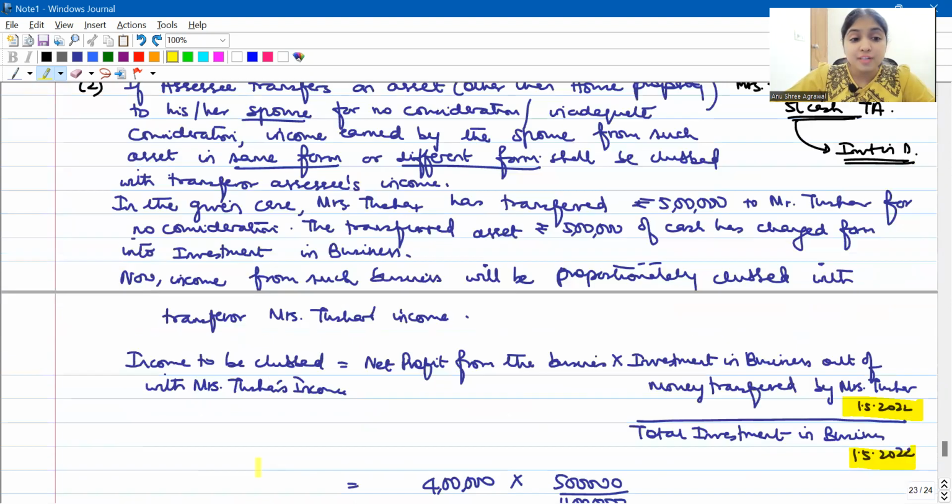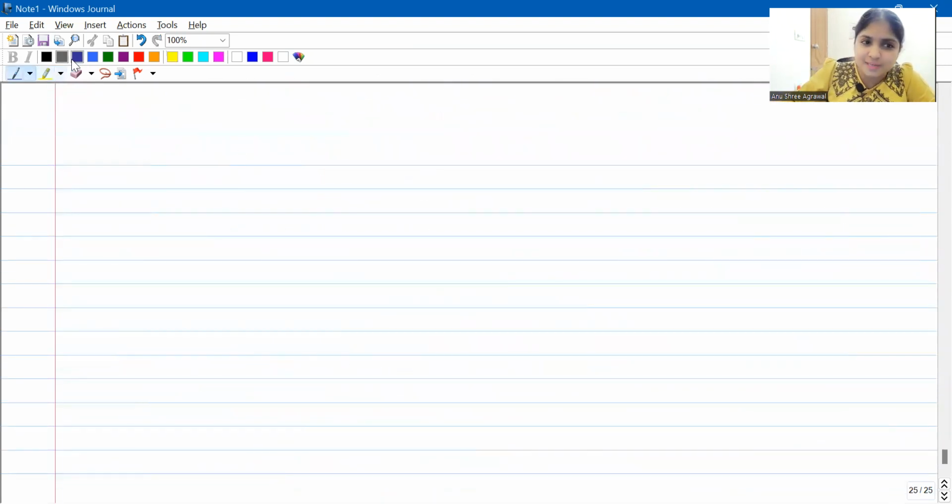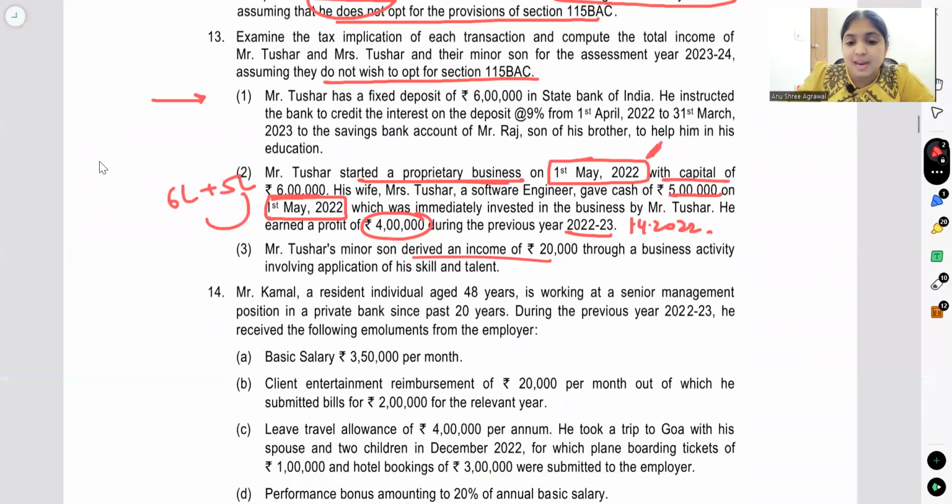All right. Now, after this, coming to one last adjustment. That is simple. Nothing to worry here. What does it say? It says Mr. Tushar's minor son derived an income of 20,000 through a business activity involving application of skill and talent. Generally, minor children's income we club, but if the minor child is earning income from skill and talent, labor and all, do we club? We don't club. So here, because of skill and talent, we will not club.